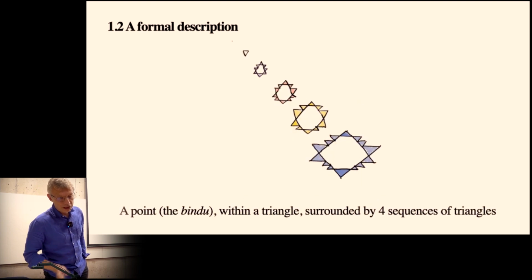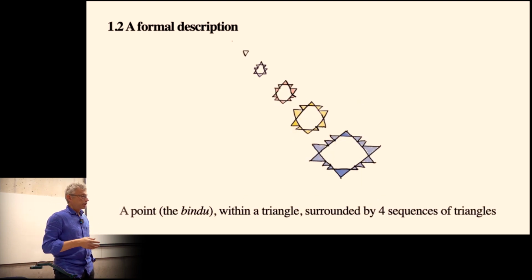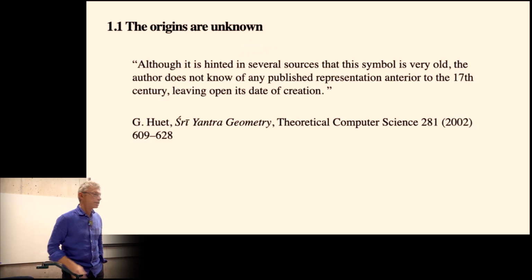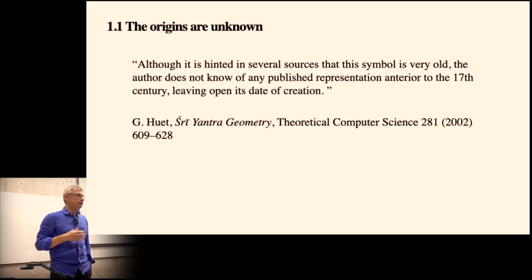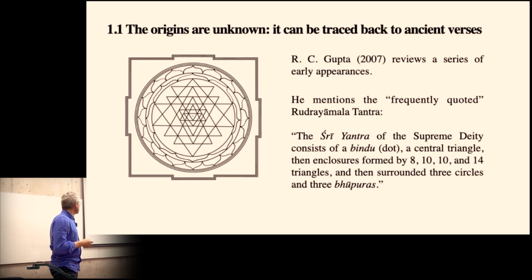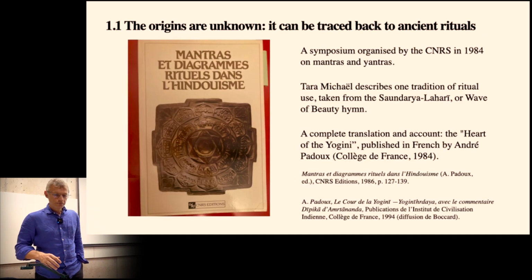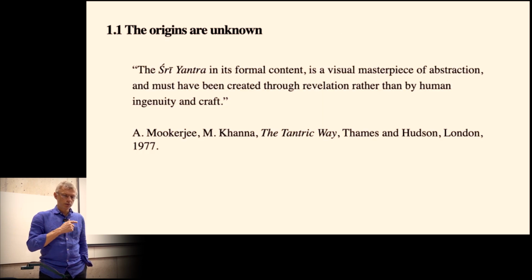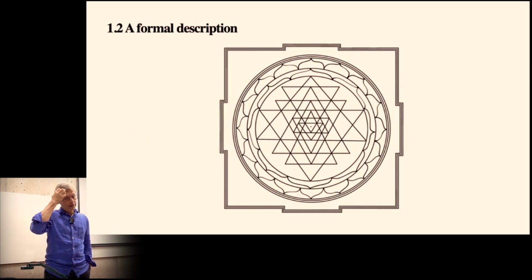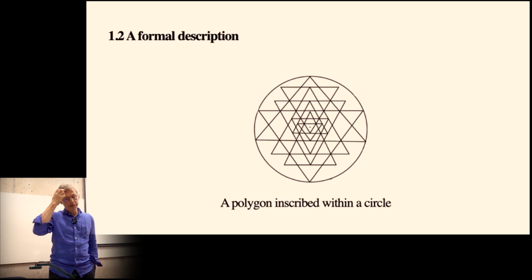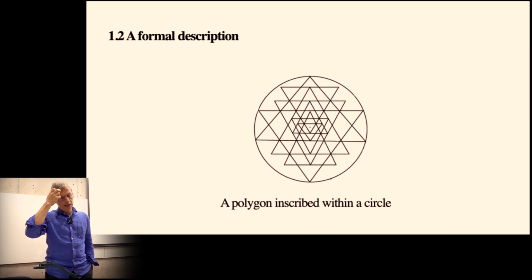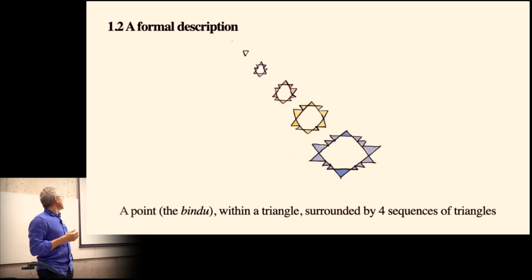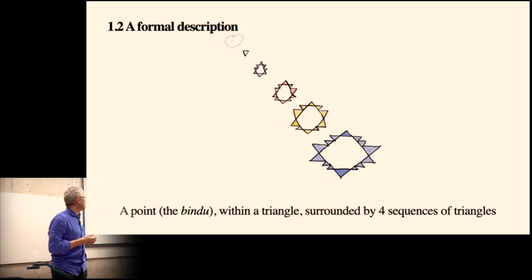So we're going to say a few words about where it comes from, but not much. Not only because I'm not habilitated to give a talk on this, but also because the origins are not known. We do not know when the symbol was made in the first place. So I started from a solid fact that is said in this way by Gérard Huet, someone who worked on this symbol for some time. He concludes one of the papers about the geometry of the Śrī Yantra by saying this: although it is hinted in several sources that this symbol is very old, the author does not know of any published representation anterior to the 17th century, leaving open its date of creation.